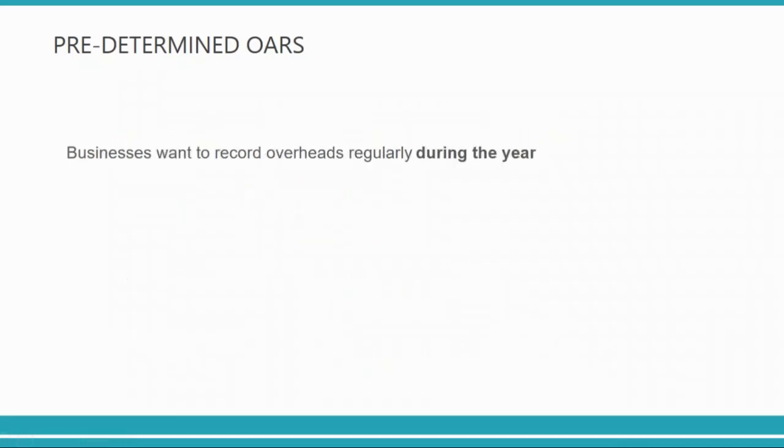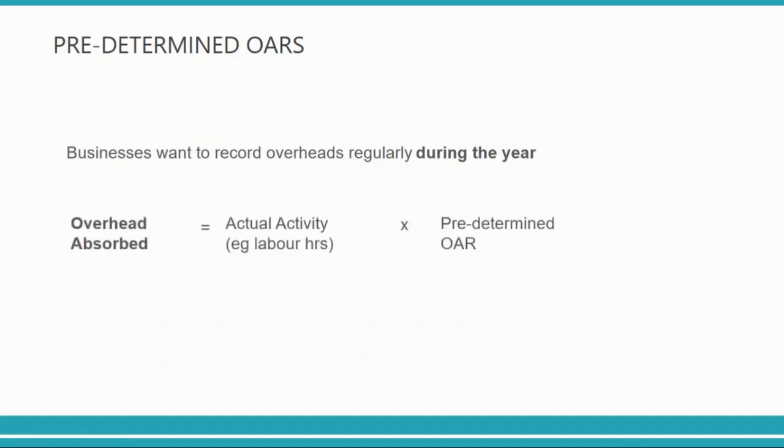Businesses want to record overheads regularly during the year. And what will happen now? This is where another topic starts. That topic is called under and over absorption. Now, these are my overheads absorbed. Overhead absorbed means what I have taken from my client. And how do I take it from my client? It is actual activity multiplied by OAR.